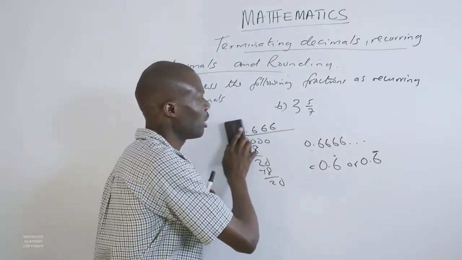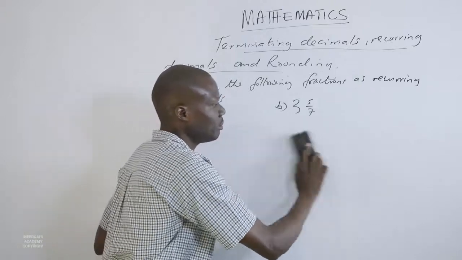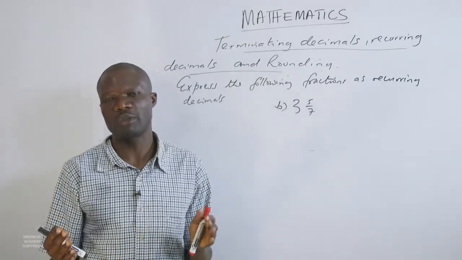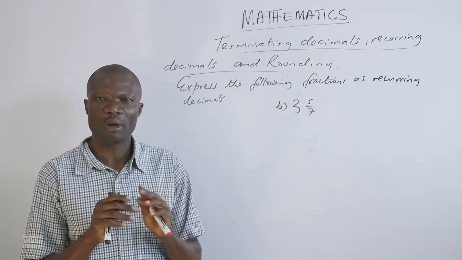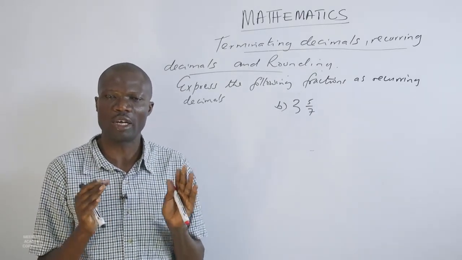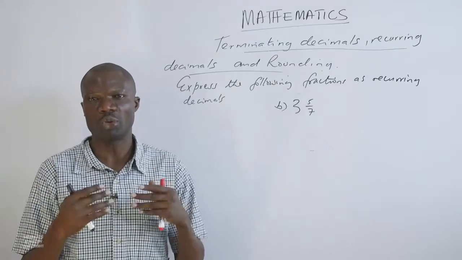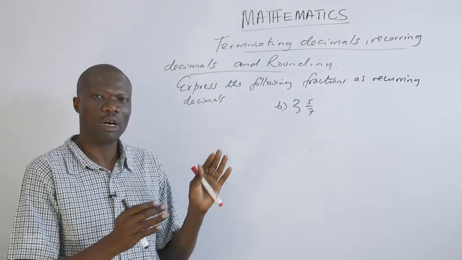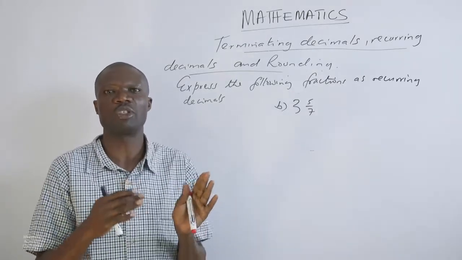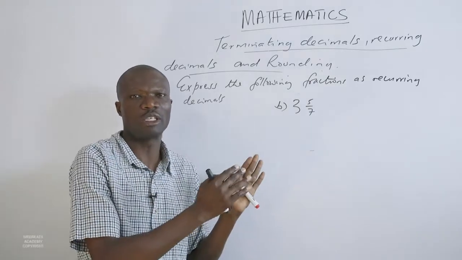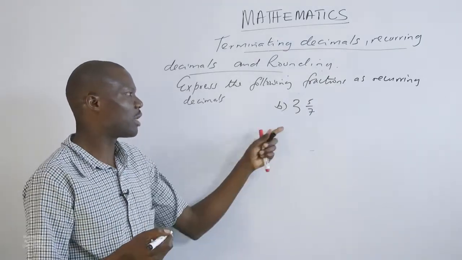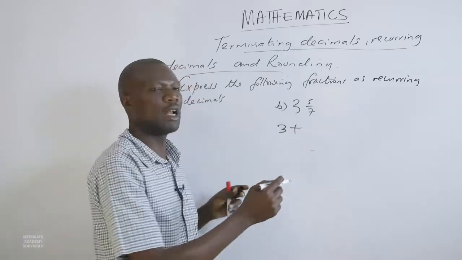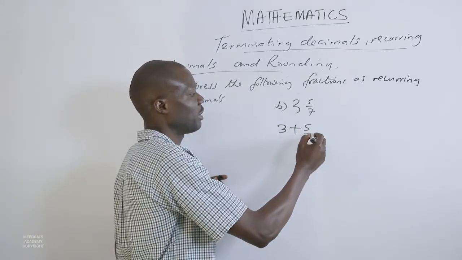For the second part, we have a whole number and a fraction. As we have seen in our previous classes, a whole number is not affected because a fraction and a decimal simply form part of a whole. So where we have a whole number, it will remain. Our interest will go into converting the fractional part. So for that case, 3 and 5/7 is simply the same as 3 plus the fraction we want to convert, which is 5/7.